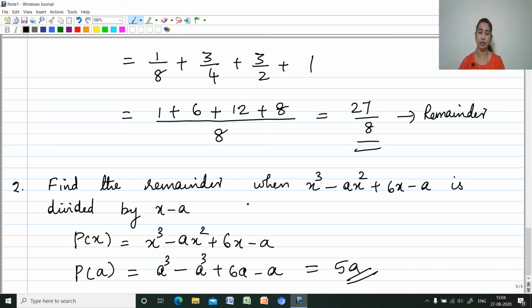Hope you understood how to find out the remainder by using the remainder theorem.